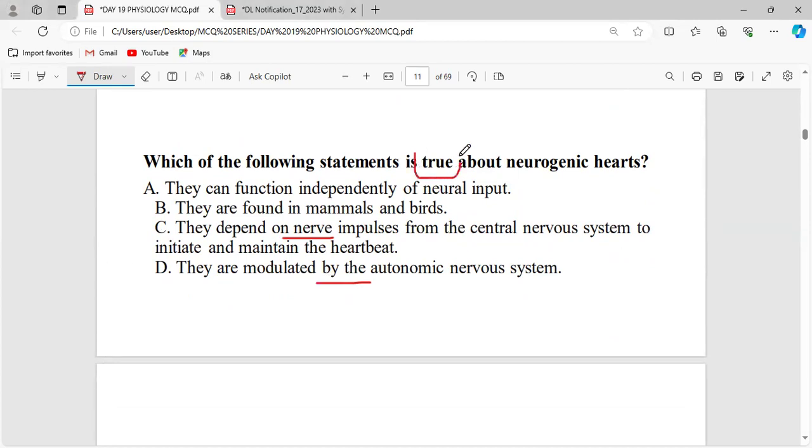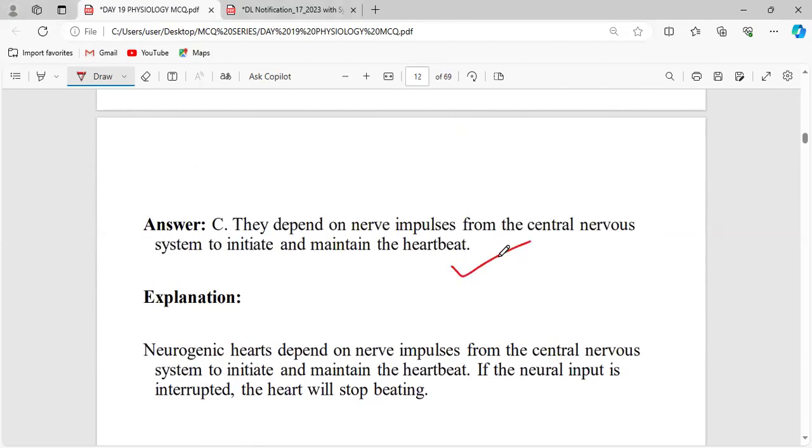And the question is, which is the true statement regarding the neurogenic heart? In case of the neurogenic heart, it depends on the neural input, so the first statement will be false. And this neurogenic heart is present in the arthropods, not in the mammals and birds. In mammals and birds, we can find the myogenic heart. And here, they depend on the nerve impulse from the central nervous system to initiate and maintain the heartbeat. And this will be the correct answer.